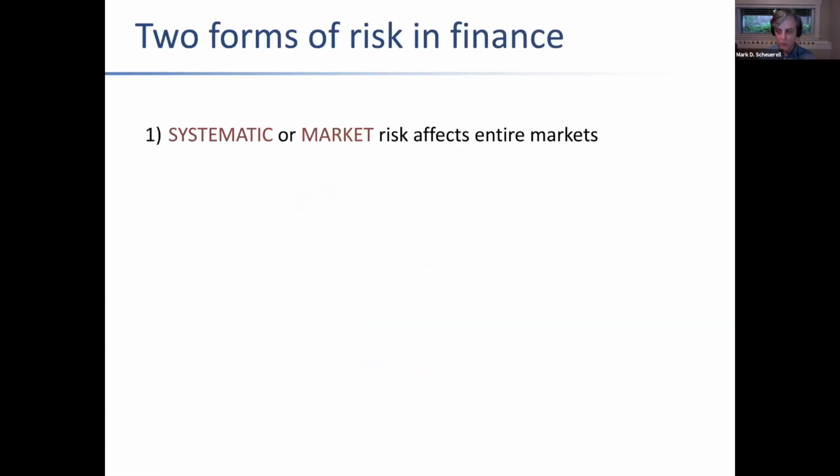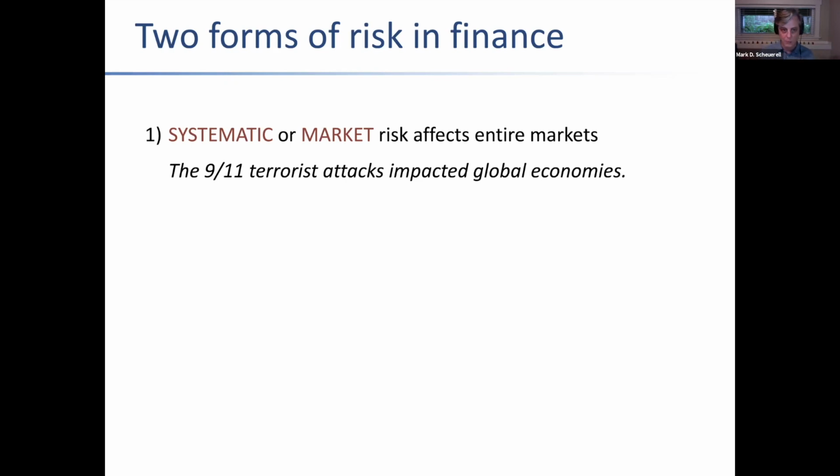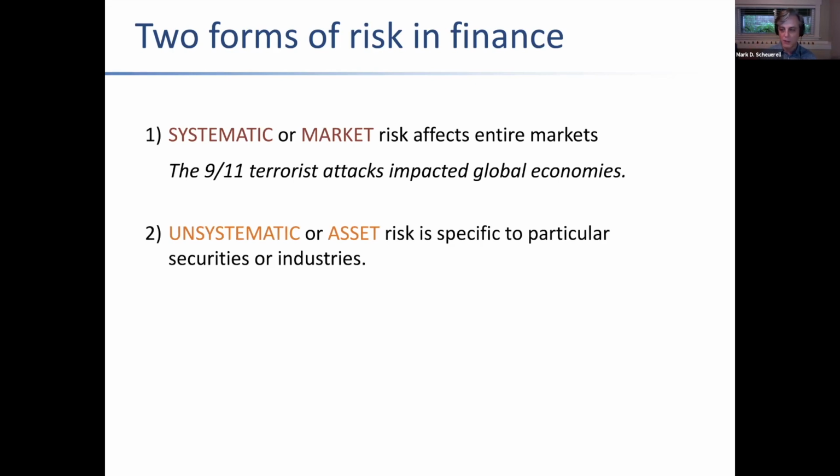So if you think about risk in a finance world, there's two different forms. The first one is what's called systematic or market risk. And this affects entire markets. Something like the 9/11 terrorist attack impacted global economies, right? It didn't matter which market you were invested in, which commodities, everything took a nosedive after 9/11. The second kind is what's called unsystematic or asset risk. And that's really specific to a specific security or industry. The idea here might be droughts are going to affect commodities like corn, but it's not going to have any influence on oil production.